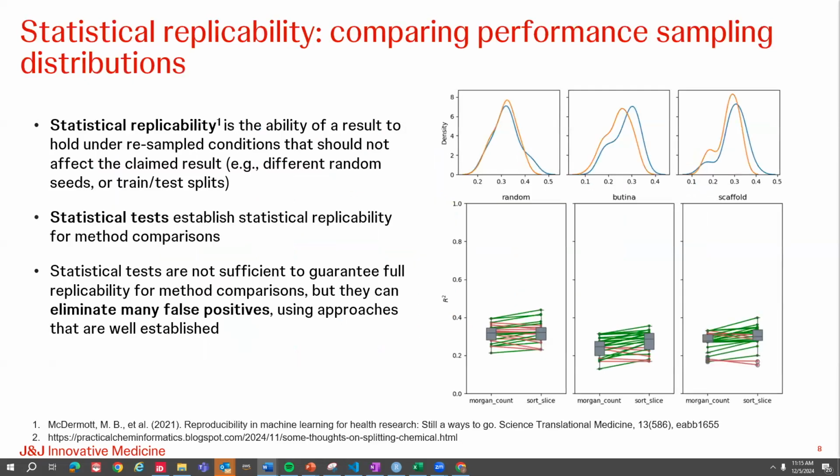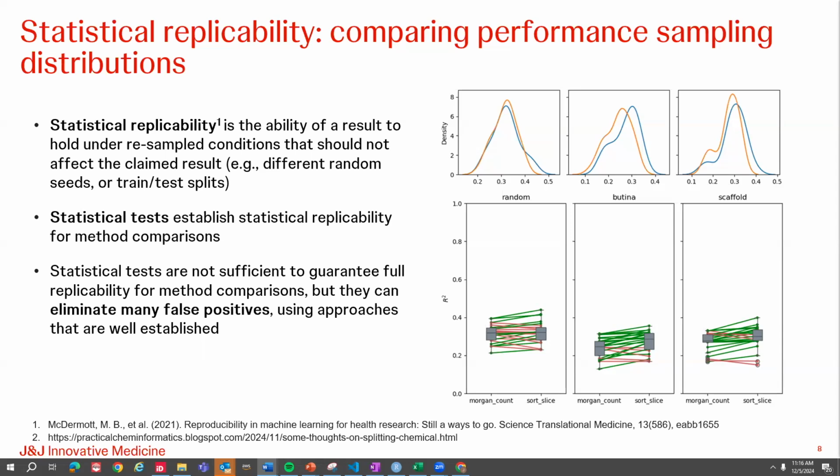The problem with comparing metrics calculated from cross-validation folds is that we're actually comparing distributions, and when we compare distributions, we need to look at more than just the mean. So I have a definition of statistical replicability here: the ability of a result to hold under resampled conditions that should not affect the claimed result, for example, different random seeds or different train-test splits. If there's a real systematic improvement of one method over another, it should be seen consistently under this resampling.